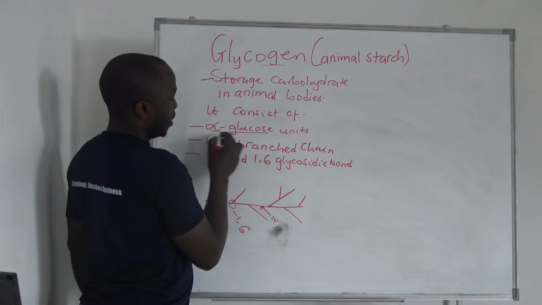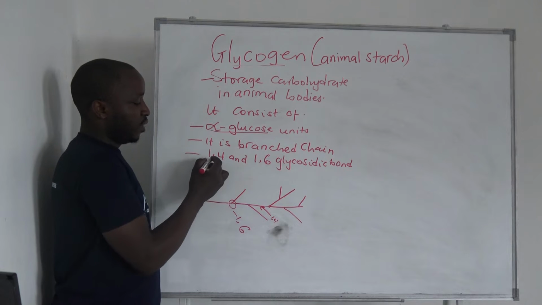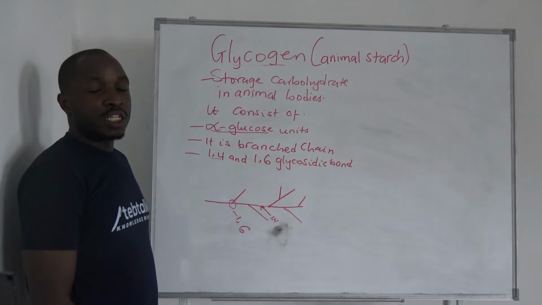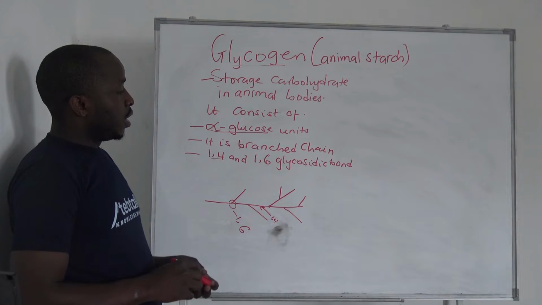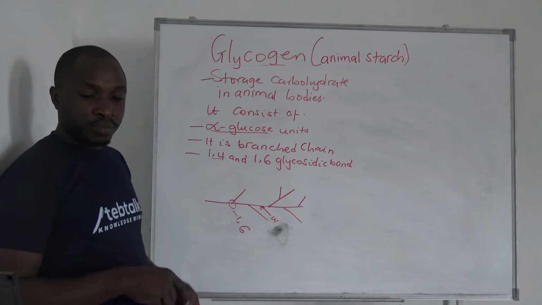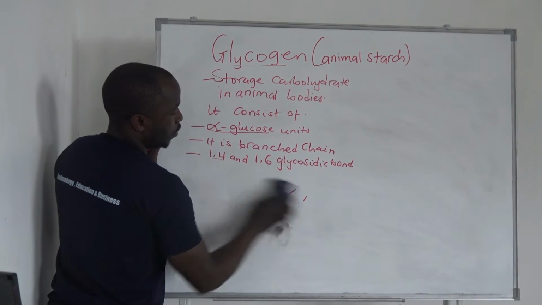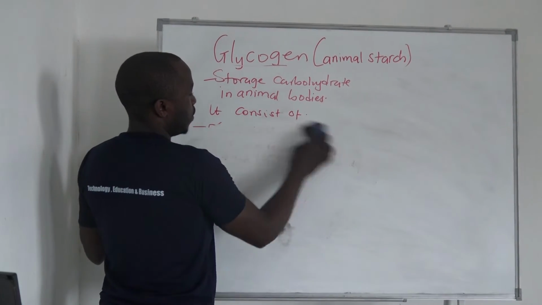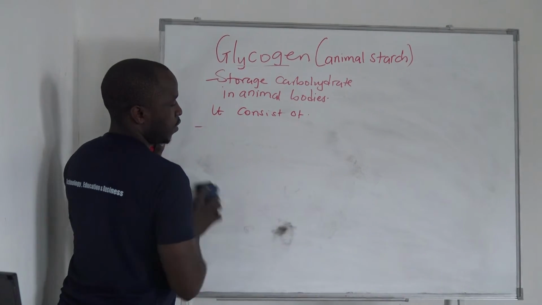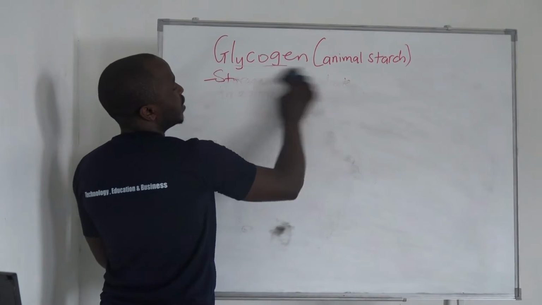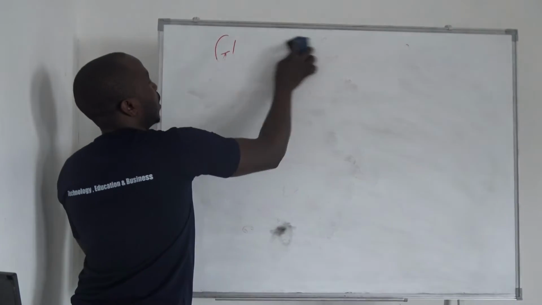So glycogen and amylopectin share a lot: alpha glucose units, branched chains, and even 1,4-glycosidic bonds. So now we can see the polysaccharides. Those will be our common polysaccharides: glycogen, starch, amylose and amylopectin.